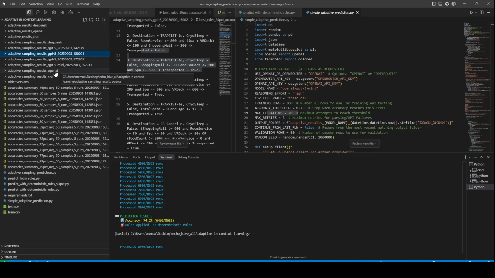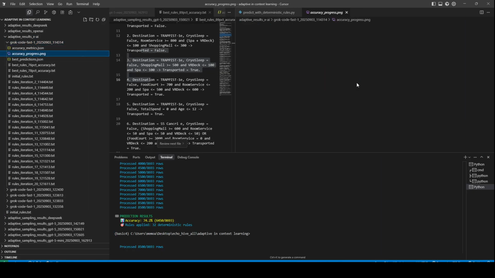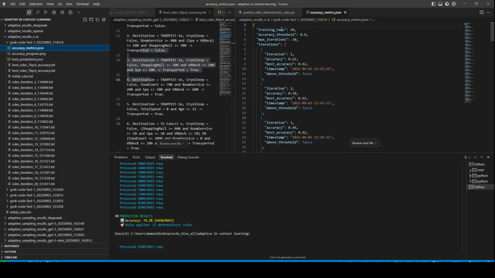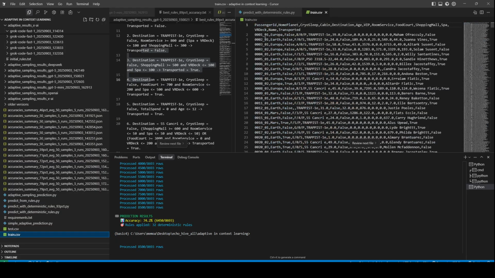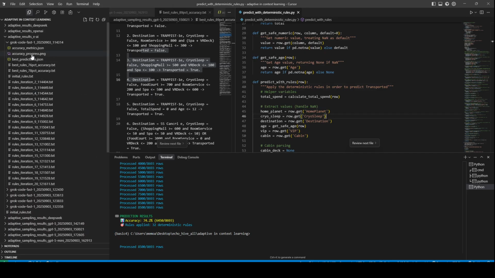So if we look at adaptive results for Grok Code Fast, for example, you can see its chart. Here it actually increased, but as you can see, it overfit. If you look at its accuracy metrics, we were only giving it 50 training rows, so it was only working on these 50. Originally I wasn't shuffling the data set, and the data set is kind of organized. As you can see, 010101, I believe that means same family members. So that was a mistake, but it was a good mistake. It was a learning opportunity.